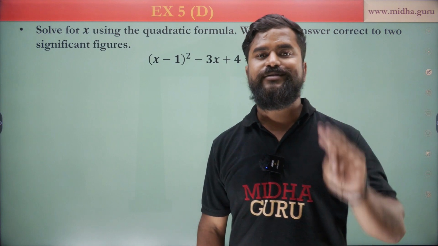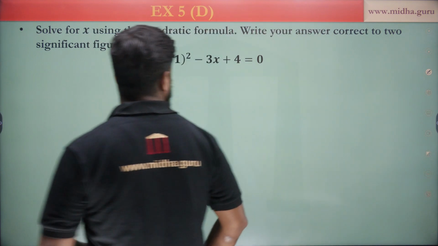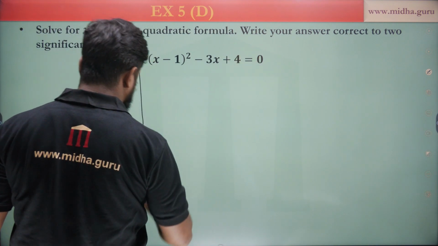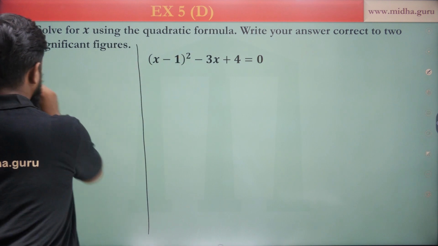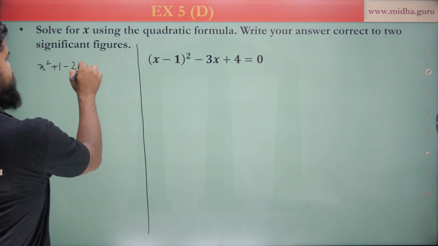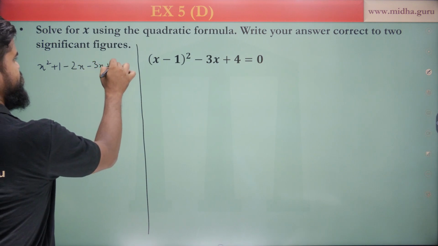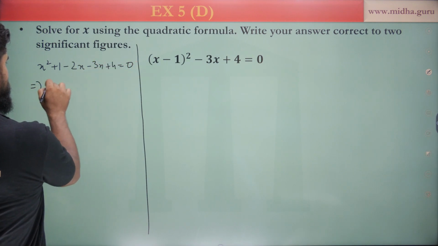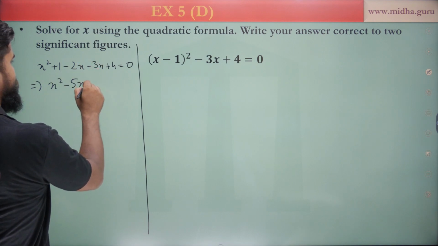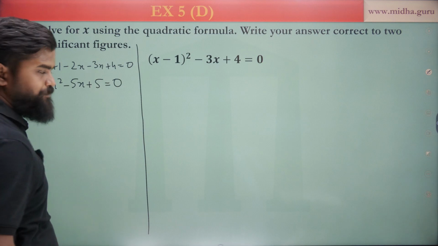It should have two significant figures. Okay. First of all, we need to expand this equation to bring it into the standard form. So when I expand (x minus 1) whole square, since it's (a minus b) whole square, I get a square plus b square minus 2ab, minus 3x plus 4 is equal to 0. Now x squared, minus 2x and minus 3x becomes minus 5x, and this becomes 5.